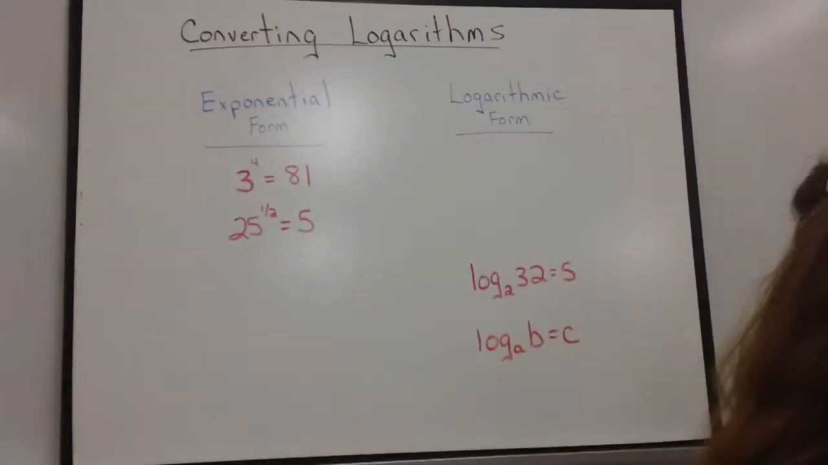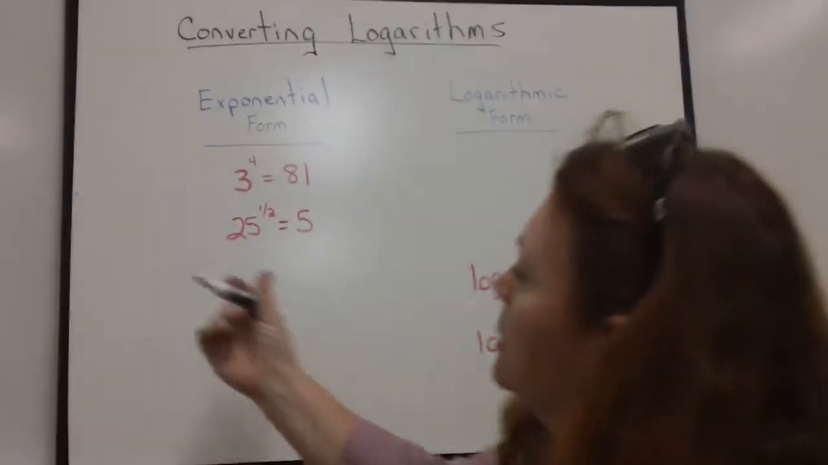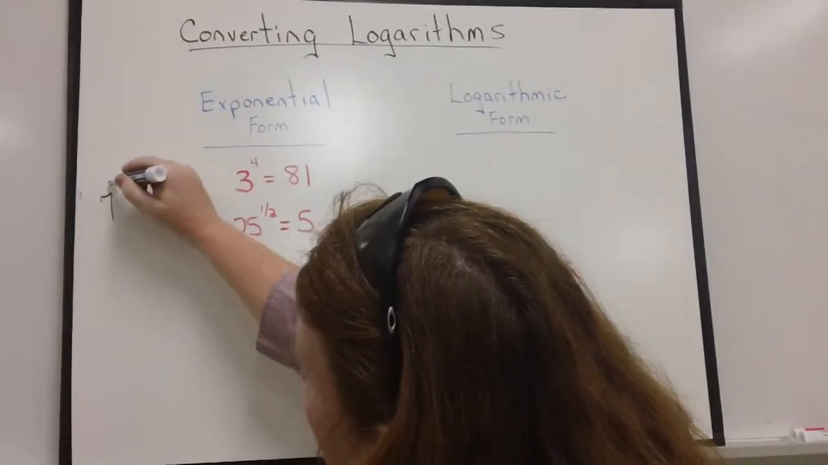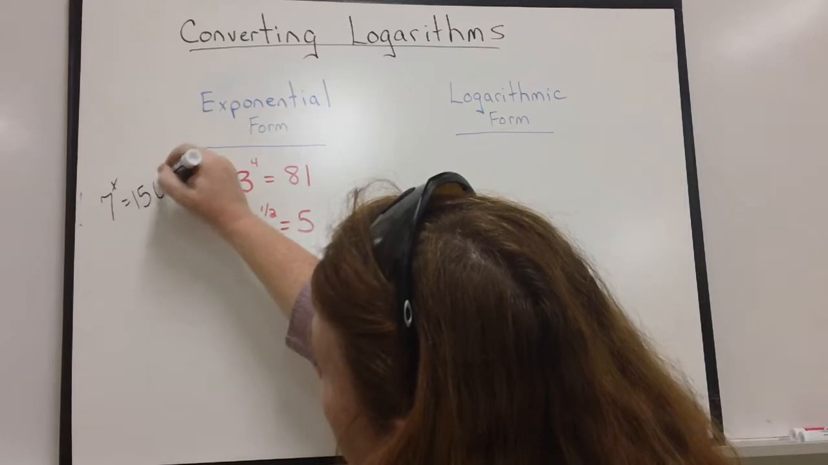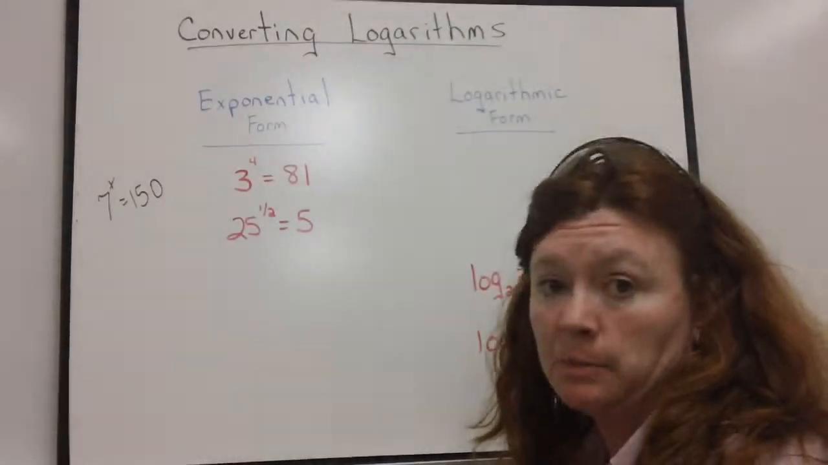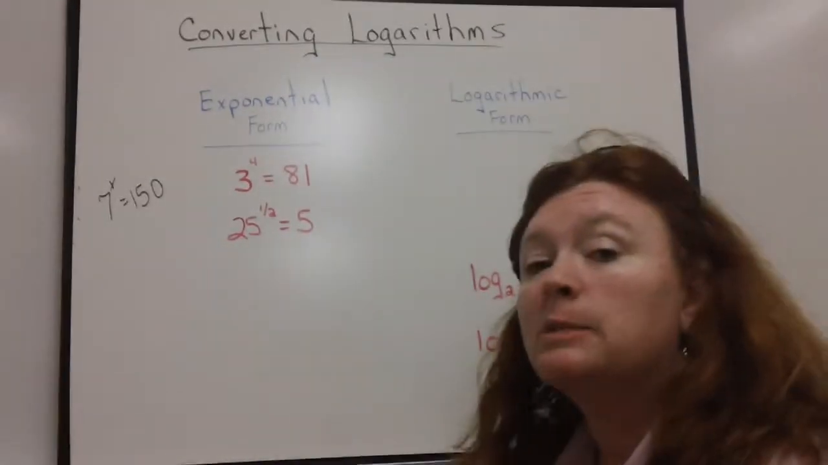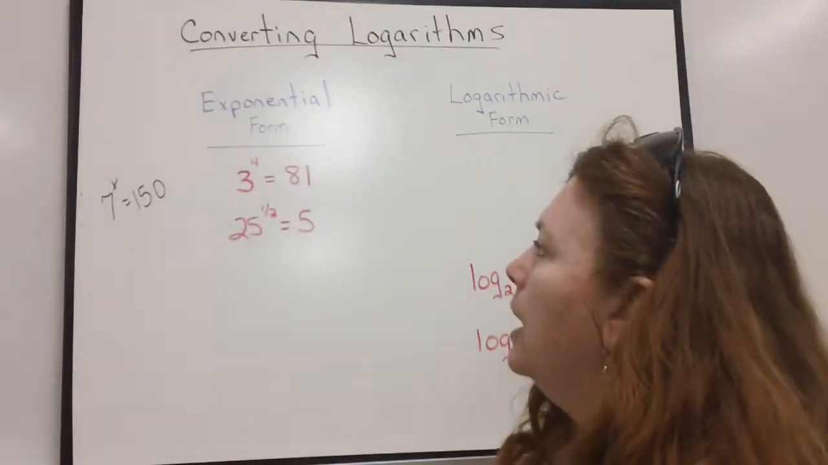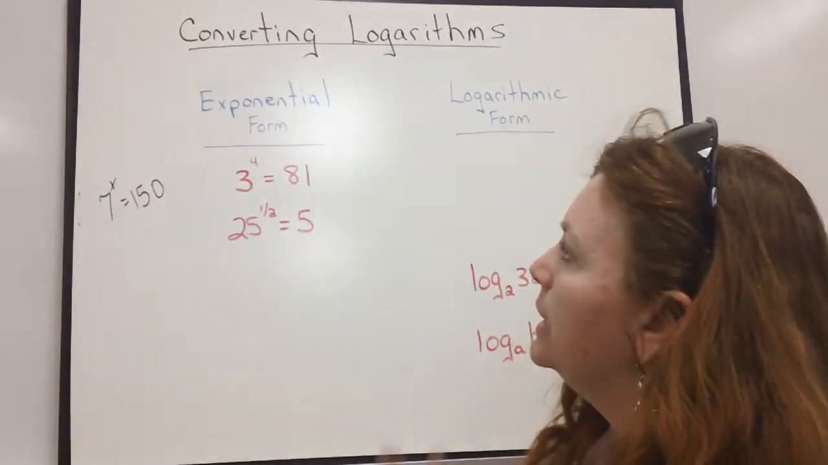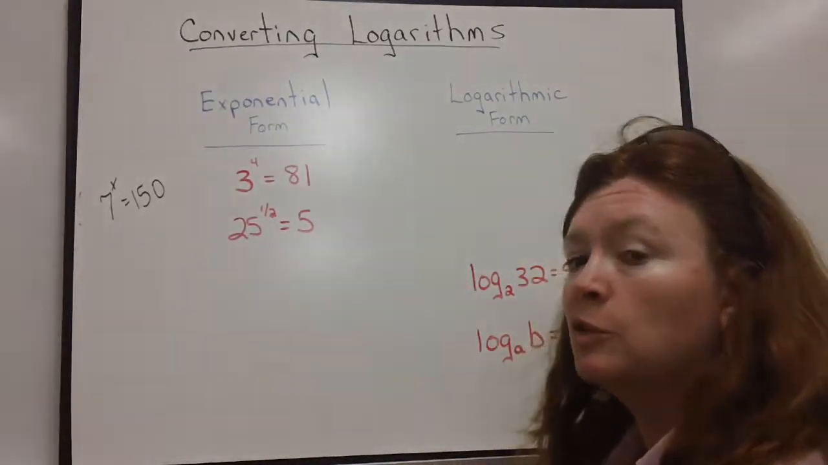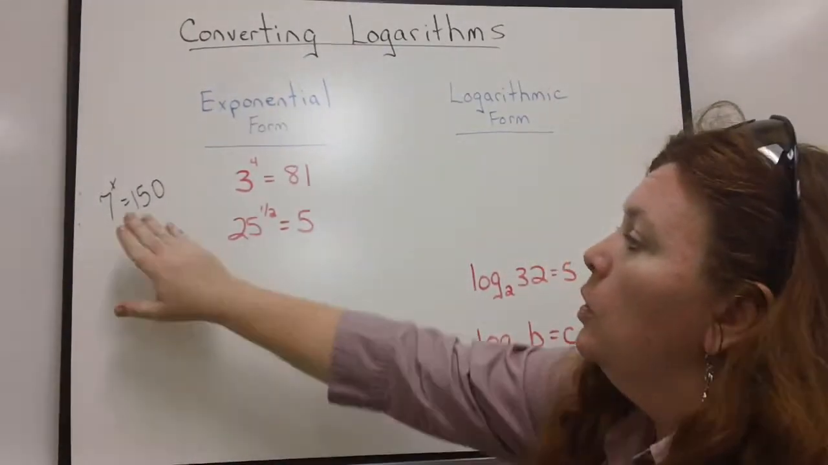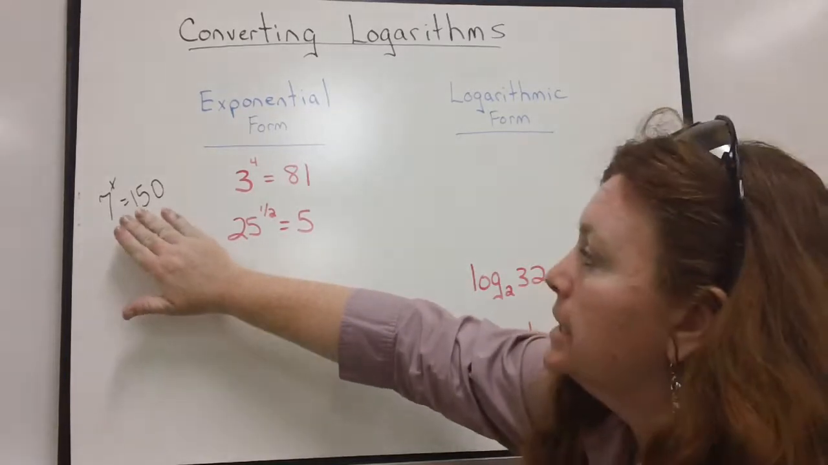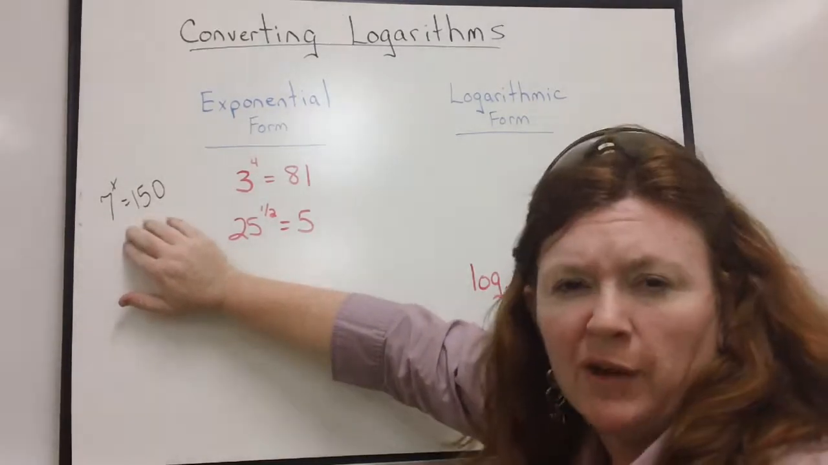For example, I'll write it over here. If I had 7 to the x equals, I don't know, 150. X is my exponent, and that would be considered an exponential equation. But basically, if values are in exponential form, one of them is an exponent. All right? Our goal is to be able to solve for x.